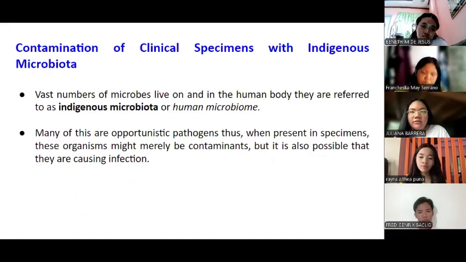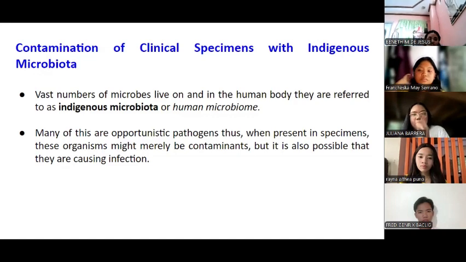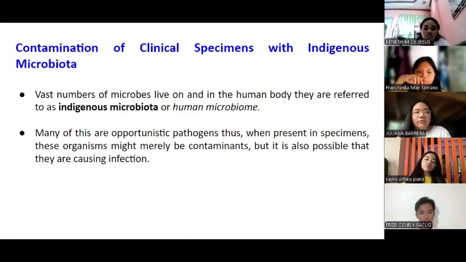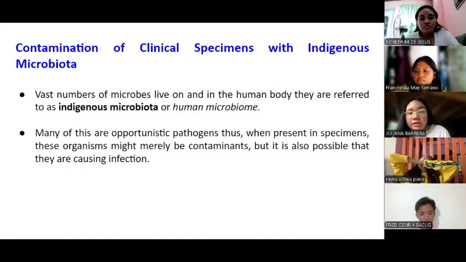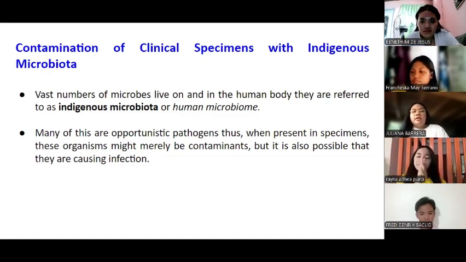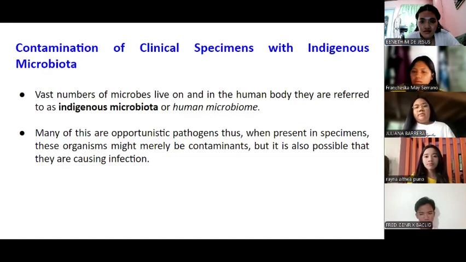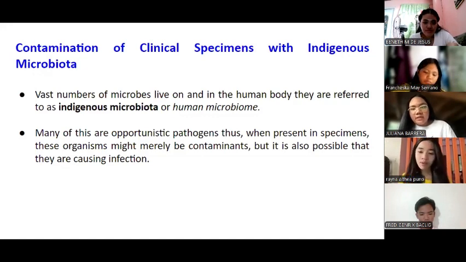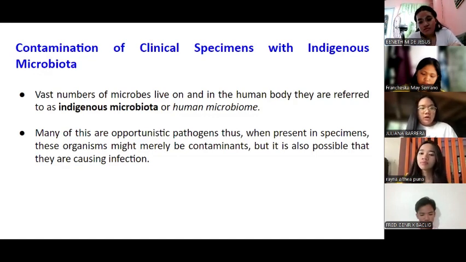The contamination of clinical specimens with indigenous microbiota. Vast numbers of microbes live on and in the human body, and they are referred to as indigenous microbiota or the human microbiome. Many of these are opportunistic pathogens, thus, when present in specimens, these organisms might be mere contaminants, but it is also possible that they are causing infection. So, clinical specimens must be collected in a manner that eliminates or at least reduces contamination of the specimens with members of the indigenous microbiota.